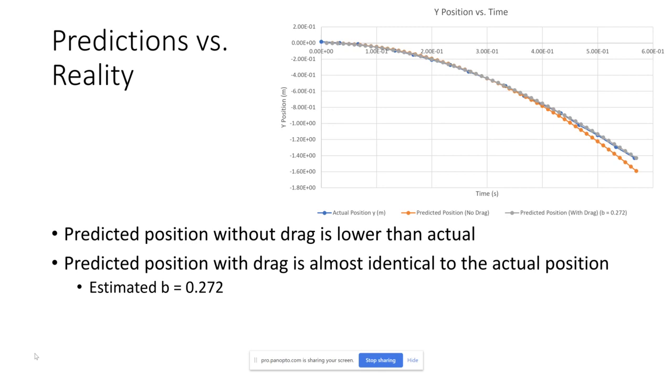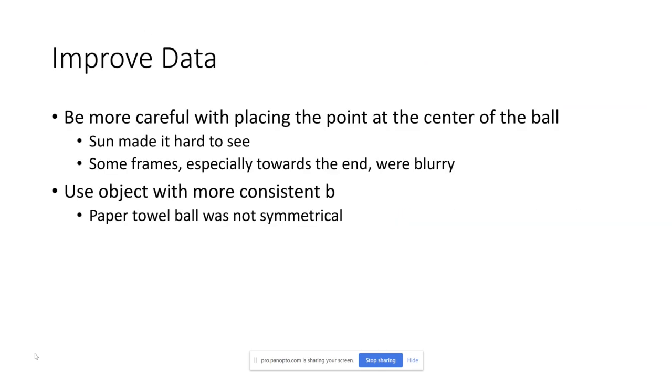That raises the question, how can we fix that? To improve my data, I think I can be a little more careful with placing the point at exactly the center of the ball in Tracker. In some frames, the sun made it hard to see where the ball was, and in other frames, especially towards the end, the ball was a bit blurry.